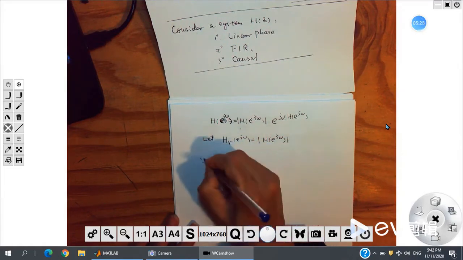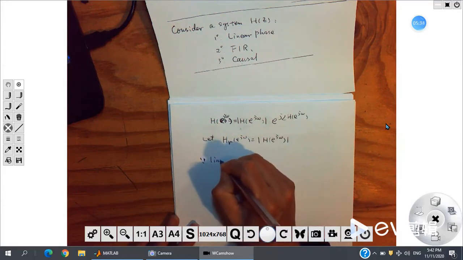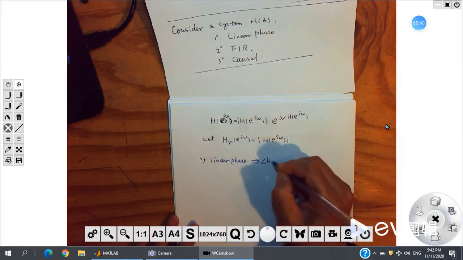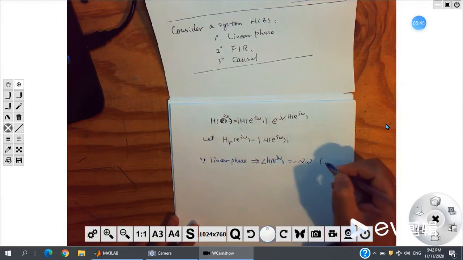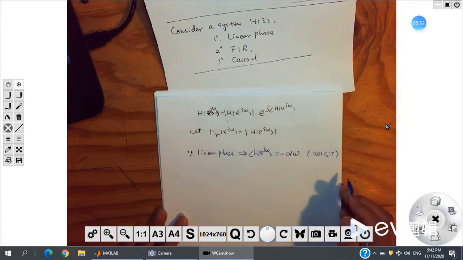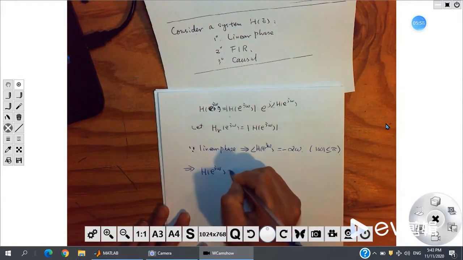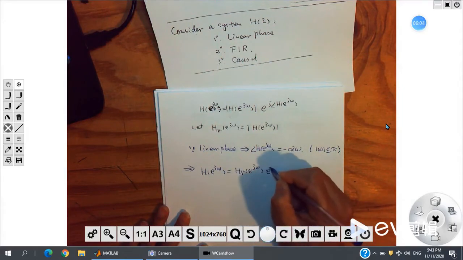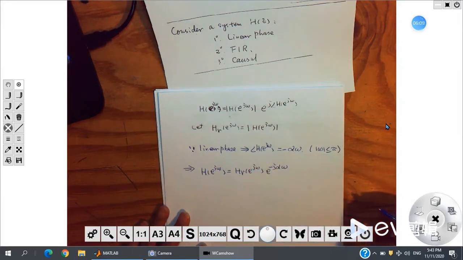Because of the linear phase, that means the angle of H will be negative alpha omega, when omega is smaller than or equal to pi, right? In this case, we have H of e to the j omega equal to HR of e to the j omega times e to the negative j alpha omega. Now we have this one. So what is this?